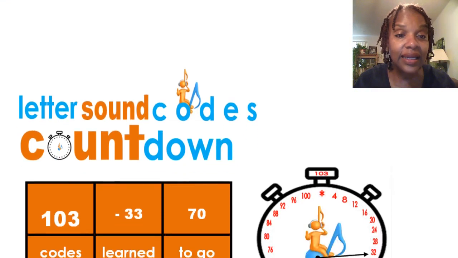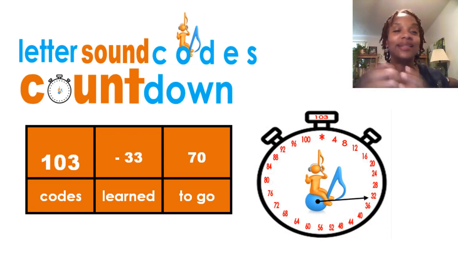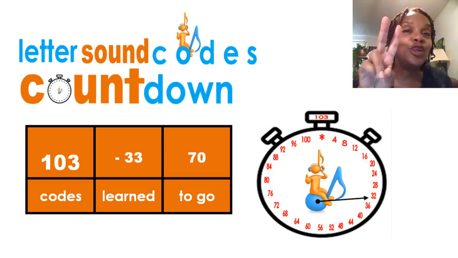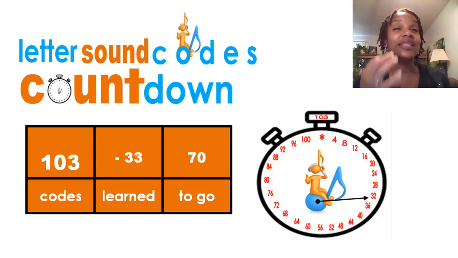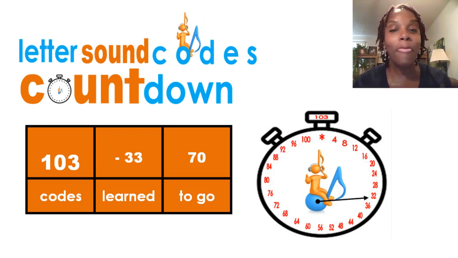All right, so here we are. We're at our letter sounds countdown. We're closing out today's class. Now with these two new partner sounds, or I should say sound codes that you learned today, so far you've learned 33 letter sound codes, right? And we only have 70 to go. Seems like a lot, but it's not, because we're just moving along and we're just learning things.